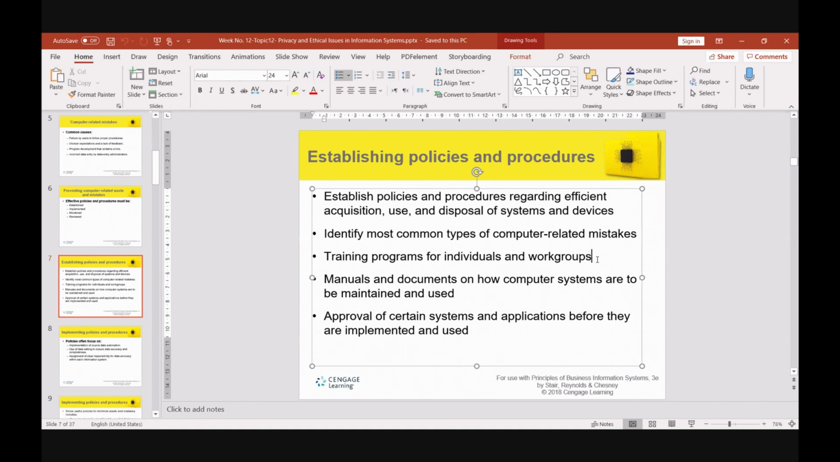If you want to dispose of your old computers or other stuff, there must be some rules written in the form of documents. Approval of certain systems and applications before they are implemented and used. This is very important, especially in the government sector or in any organization. The approvals are very important. You cannot purchase, you cannot buy, you cannot dispose of anything without approval.